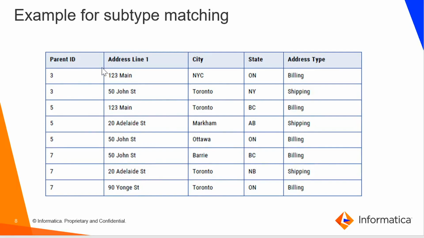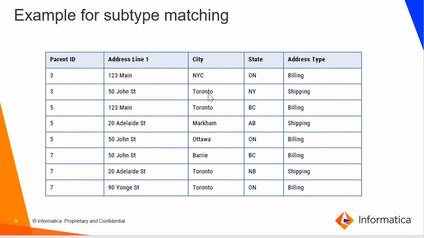Let's say the party table is the parent table and the address table is the child table. Now for row-ID objects of party 3, 5 and 7, there are 2 child records, 3 child records and 3 child records in the address table. Now we will see how these records will match when address type subtype match is not configured. 1 to 3 Main will match with 1 to 3 Main.